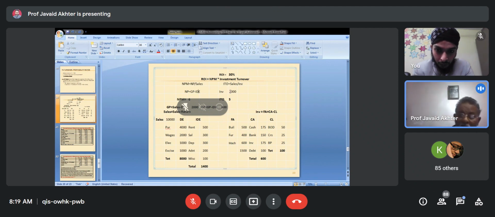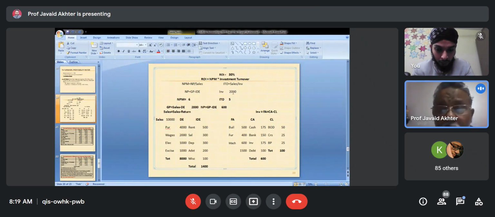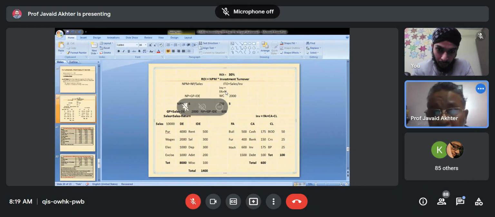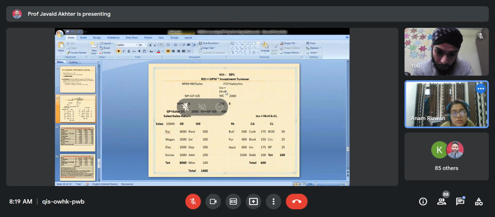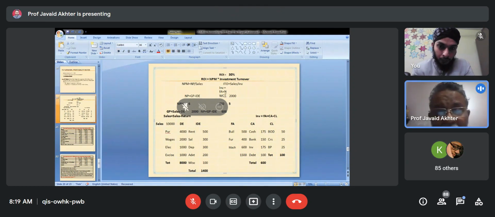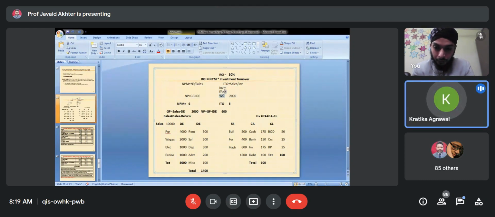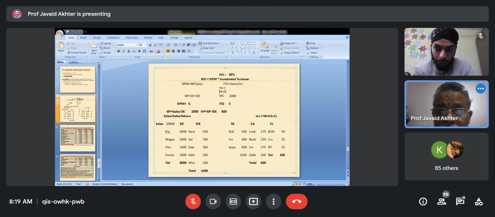I have assumed here 2000, but I'll write the formula also like I have written in the previous case. Just 1 second. Investment is equal to fixed assets plus net working capital. Current assets. No, I have written fixed assets plus net working capital. It is the same thing, isn't it? Yes, sir. Net working capital equal to current assets minus current liabilities.